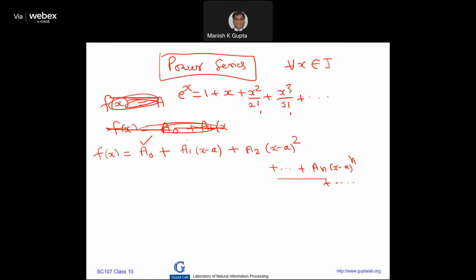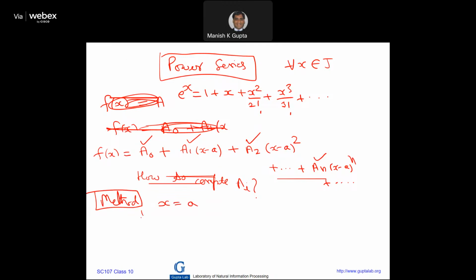So these points I want to find, right? And so what is the method? So the thing is how to compute a-i. So our method is plug x equal to a. If you plug in x equal to a, we get this portion goes to 0. We will have f of a is equal to a naught.